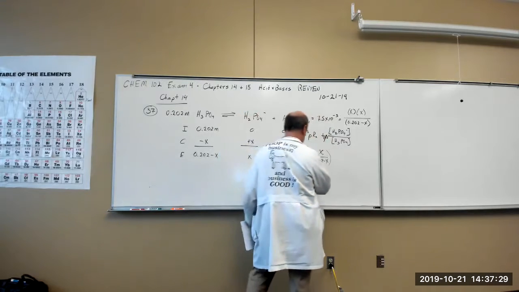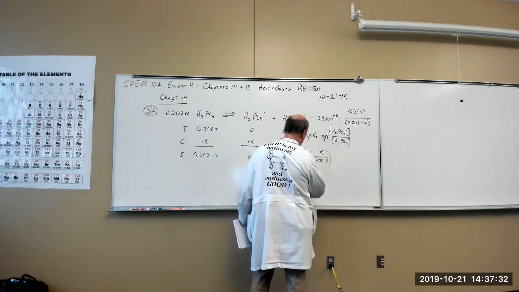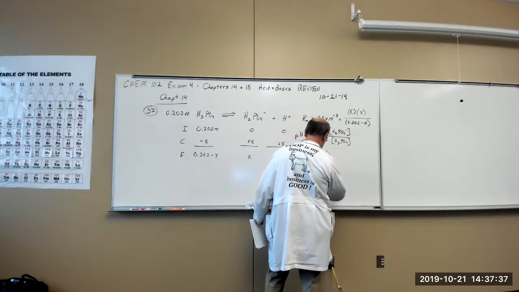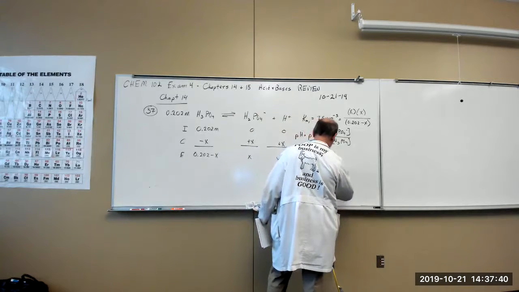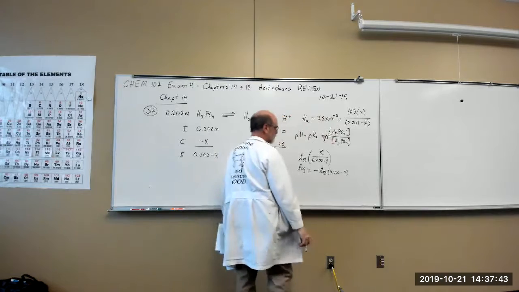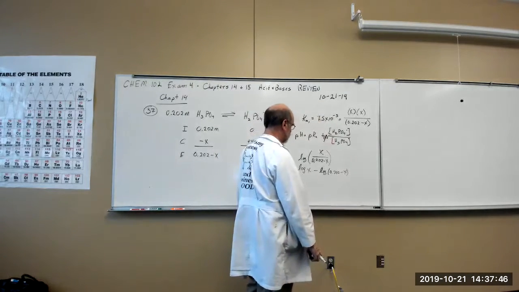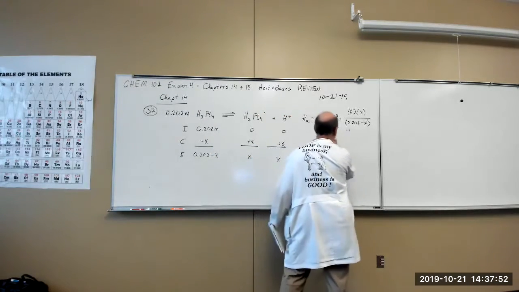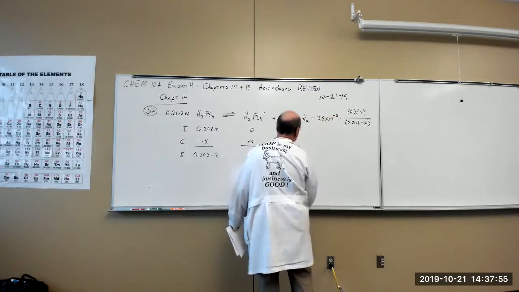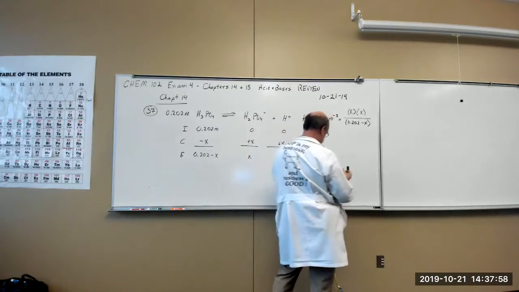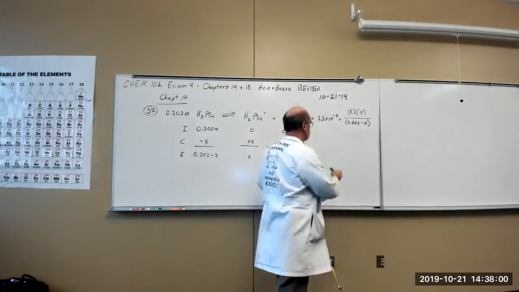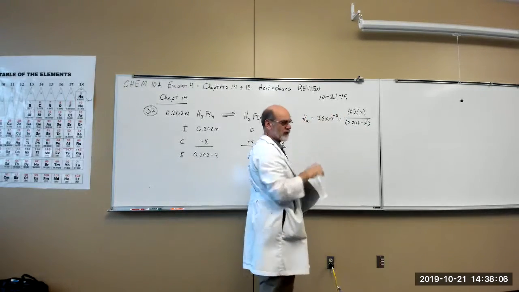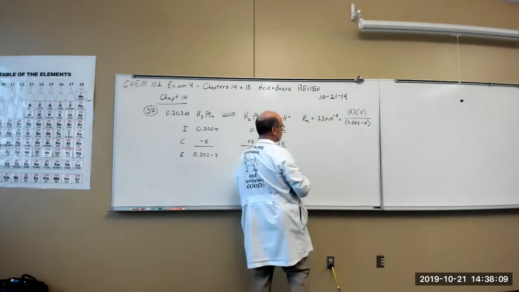Well, let's see. The log of that would be what? The log of x minus the log of 0.202 minus x. And we're still stuck. We don't know what x is. All right, so we do have to do this one. And I've already worked out the problem and found that making x disappear in this term does not meet the 5% rule.